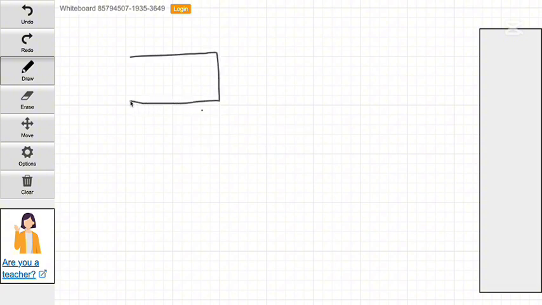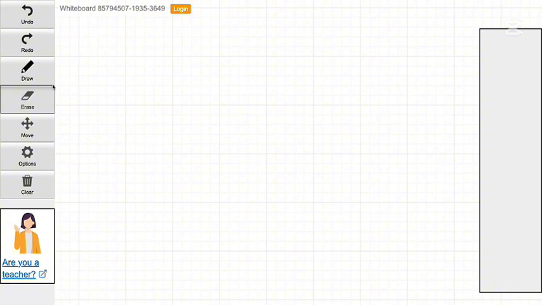And then if this side is equal to 8 and the other side is equal to 4, the formula for this is just width multiplied by length. So in simple terms, width times length, which is just 8 times 4, would equal 32.